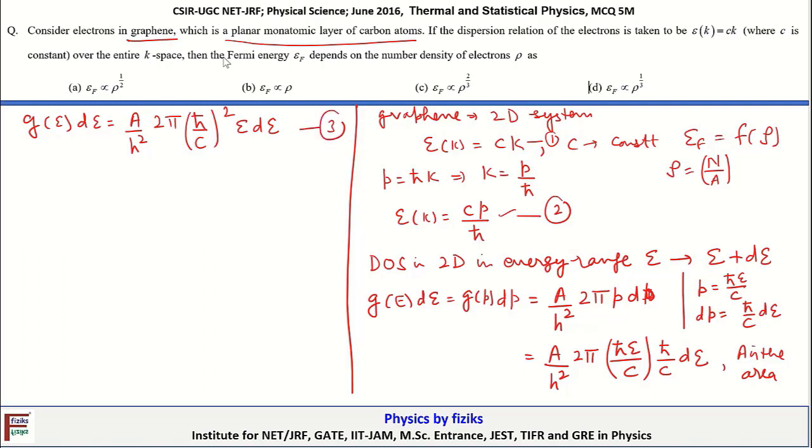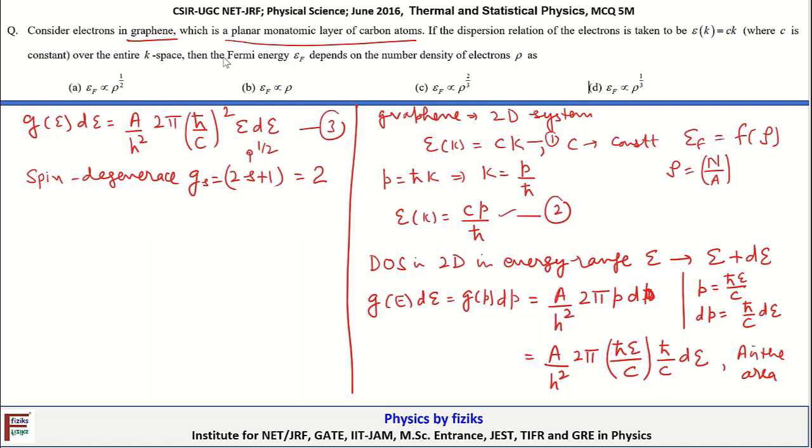Now, further taking into account the spin degeneracy, the spin degeneracy is given by Gs, that is equal to 2 into s plus 1. Because the electron is a spin half particle, s is equal to 1 by 2, so the spin degeneracy factor will be 2.